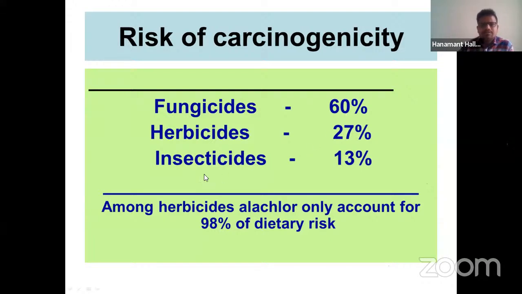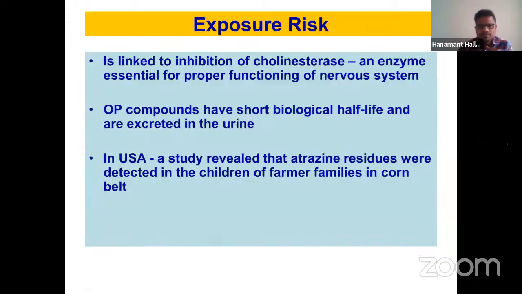Then next is weeds or insecticides. So the insecticides have 13% carcinogenicity. Among herbicides, allelopathy only accounts for 98% of dietary risk. So the exposure risk is linked to inhibition of cholinesterase, an enzyme essential for proper functioning of the nervous system.